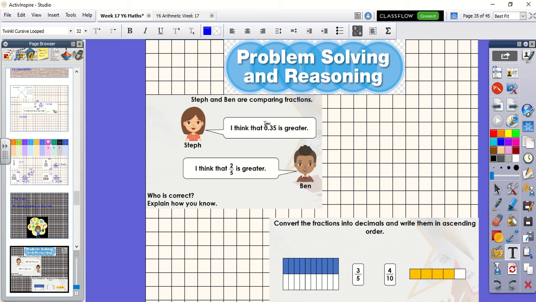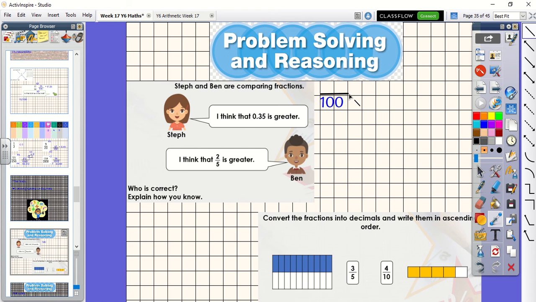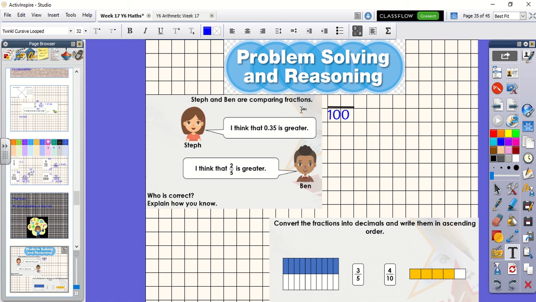So I'm going to convert this decimal into a fraction. So I've got 0.35. So I can see that there are 2 places after the decimal point. So my denominator needs to be 100. I'm going to put my line in for my fraction, and I've already been given my numerator, which is 35. So that is the equivalent fraction for that decimal. Now Ben hasn't got a fraction that ends with 10 or 100 or 1,000. So I'm going to convert 2/5 into a fraction with 10 as the denominator.